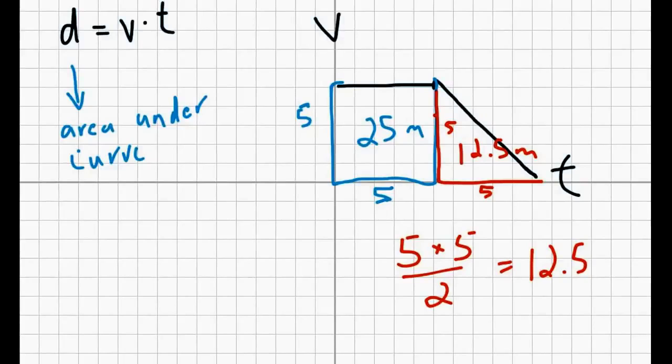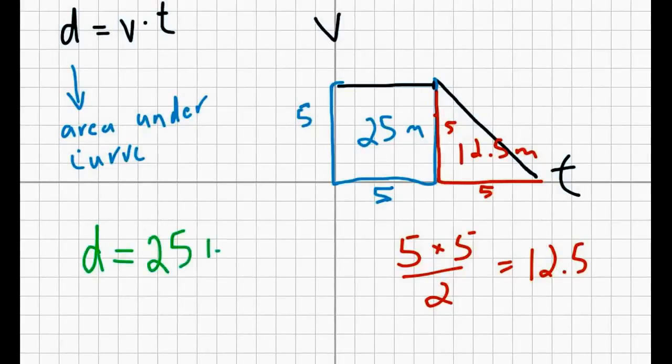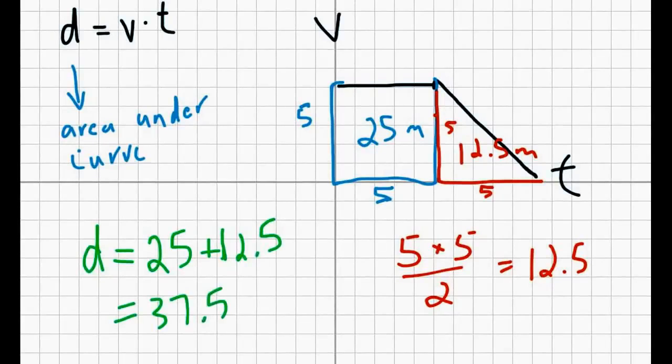So for each of those sections, we have those distances. If the question was, what is your total displacement? If we were trying to calculate the total displacement of this situation, we'd have 25 meters plus the 12.5. So our final answer would be 37.5 meters for that entire situation.